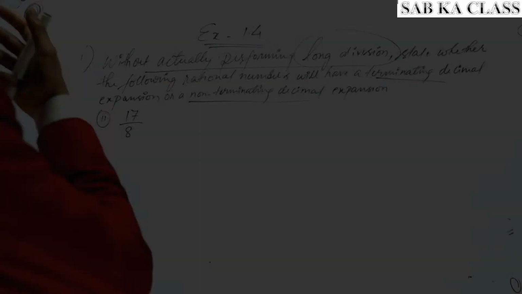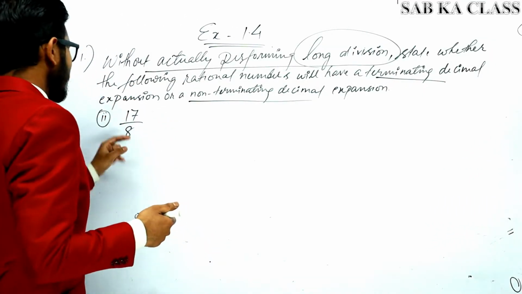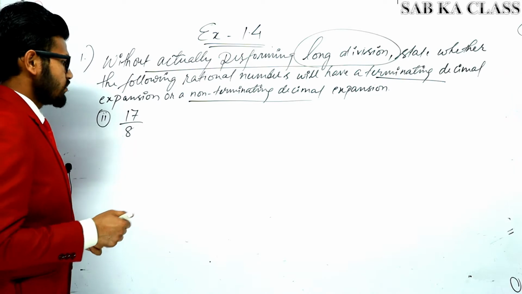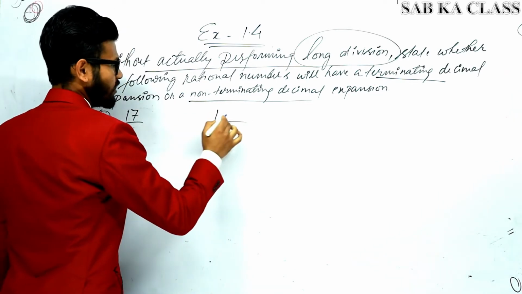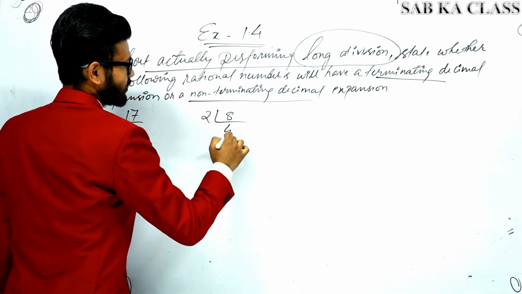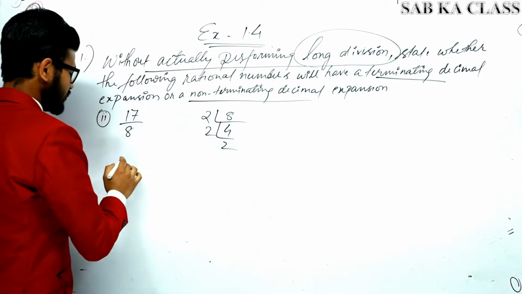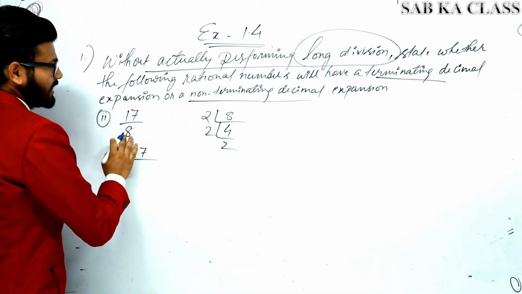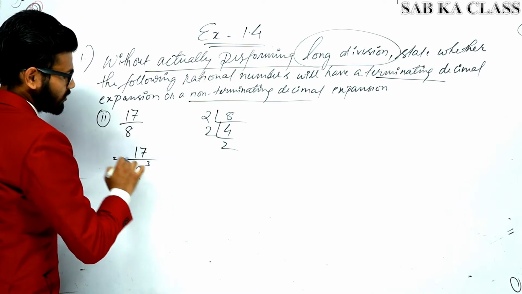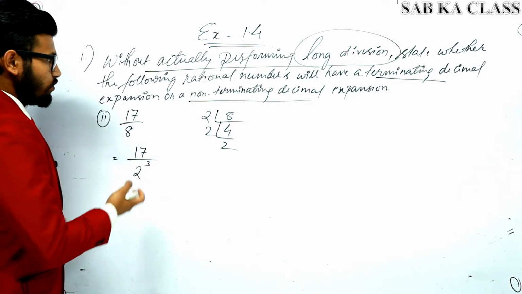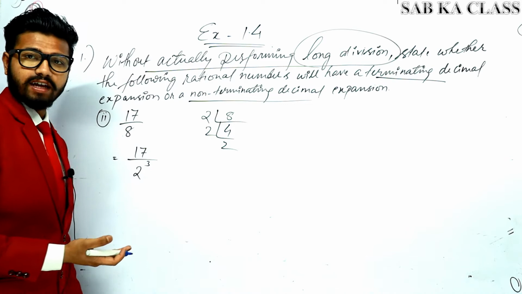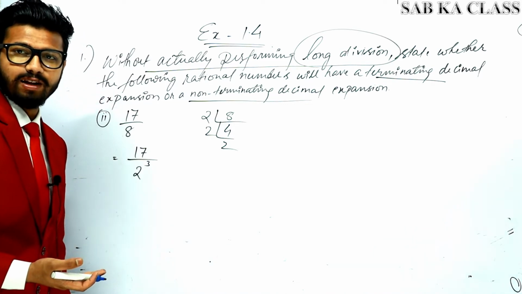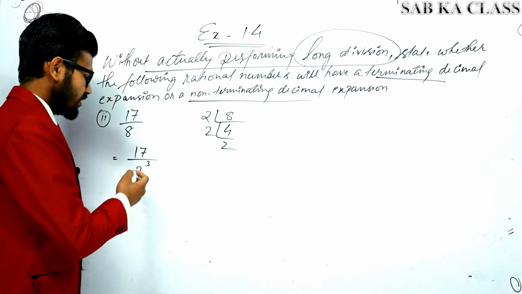Now the next part of this question, 17 by 8. If you factorize 8, the denominator, what are you going to get? 2 fours are 8, 2 twos are 4. That means 8 can be expressed in the form of 2 to the power 3. So here we can say that it is a terminating decimal expansion because the denominator is only 2.